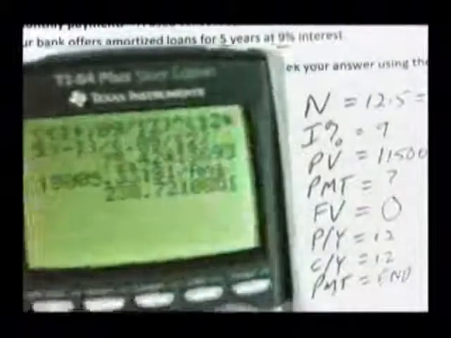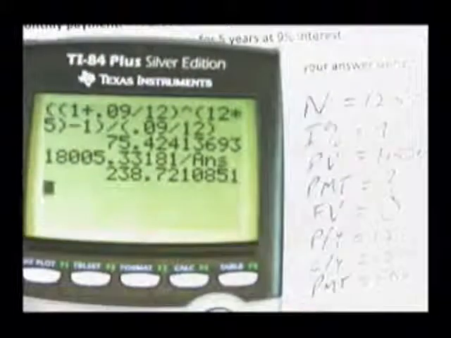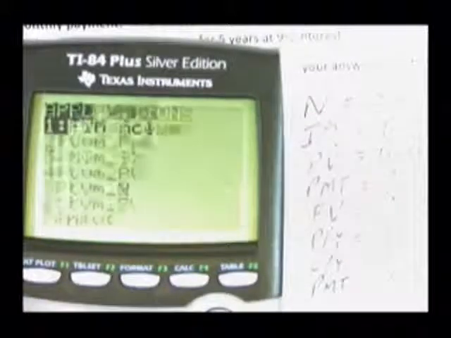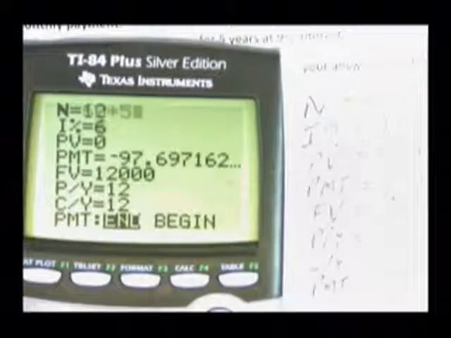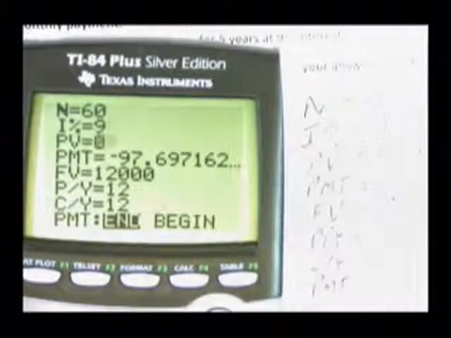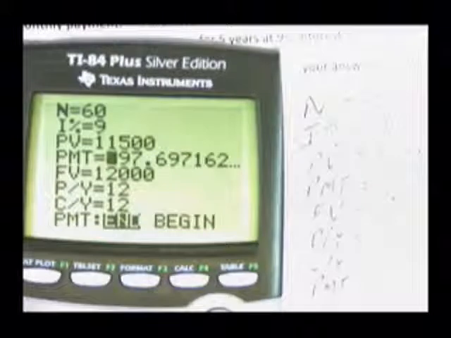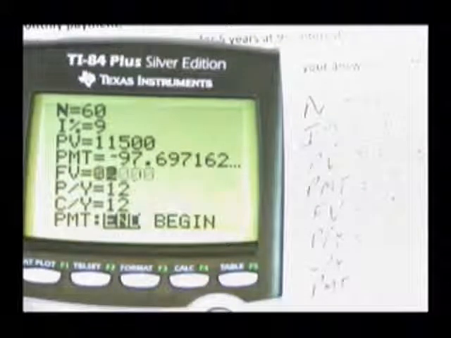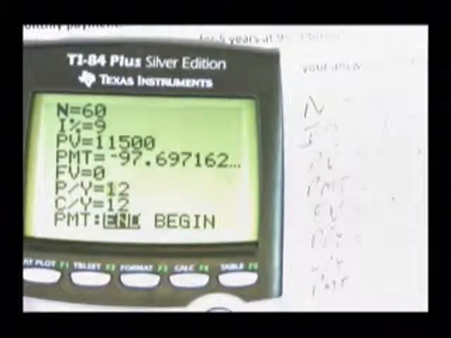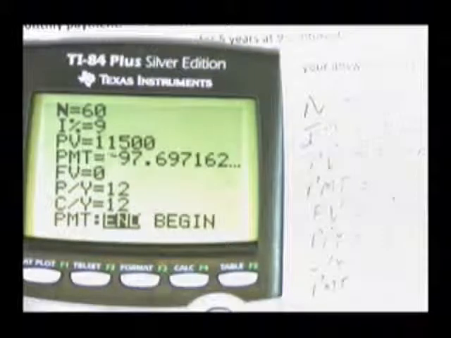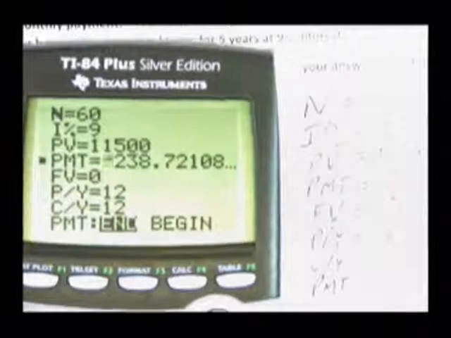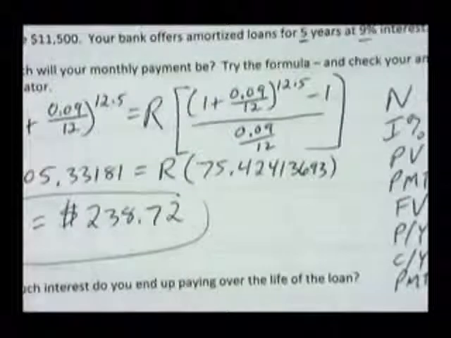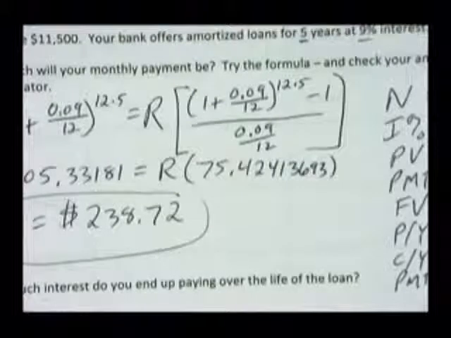So if I go into my TVM solver, I'm going to plug in 12 times 5, 9, 11,500. I don't care what PMT is. 0, 12, 12, and end. Now I'm going to go back up to PMT. I'm going to hit alpha solve, and I get $238.72, which is exactly what I had over here. All right, so either way is fine.